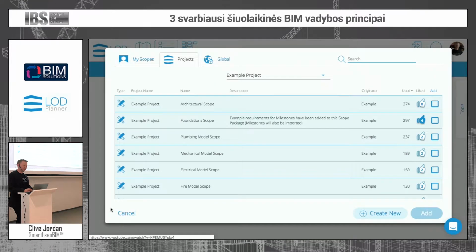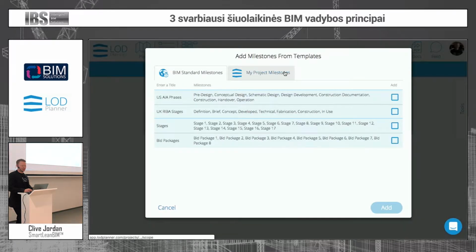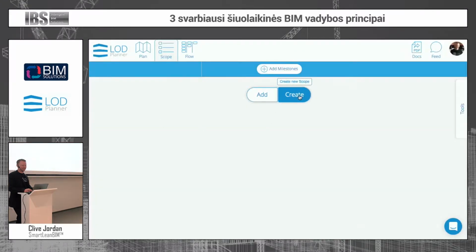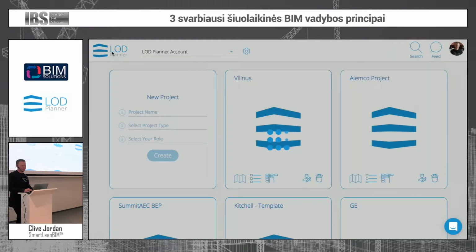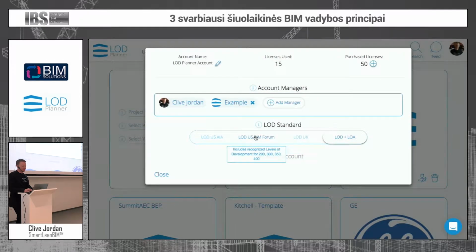Actually, let me add some milestones quickly from some templates. And actually, no, let me... Can you show the standards? Possible to choose? Yeah. So in the project settings, on the dashboard, in the account settings, I can choose whichever standard I would like to follow. Currently we're set to combine essentially the LOD and LOA standards so that we get the as-built scale. So it really enhances the LOD 500 concept, but you can choose whichever one you want to.